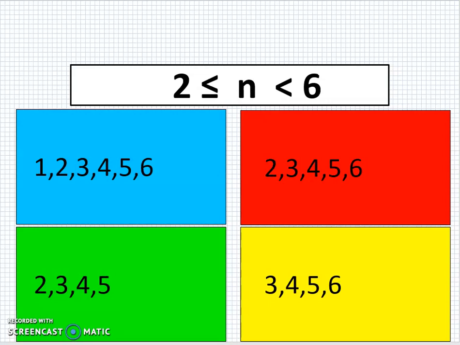This one here, have a little think about it. So n is greater than or equal to 2, but it's also less than 6. Okay, so having a look here, can't have any that include 6. So nope, nope, nope. It has to be the green one, and the green one does include the 2.